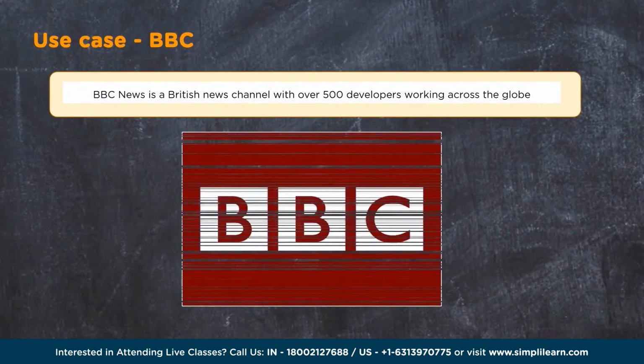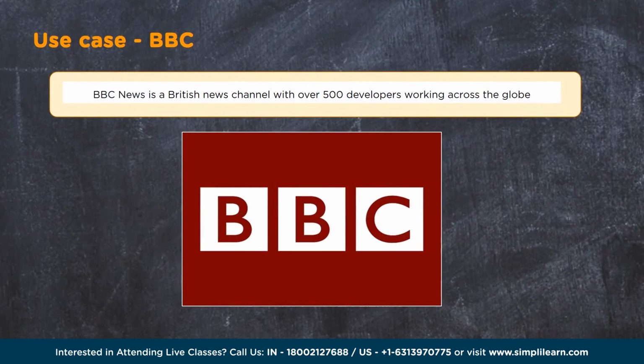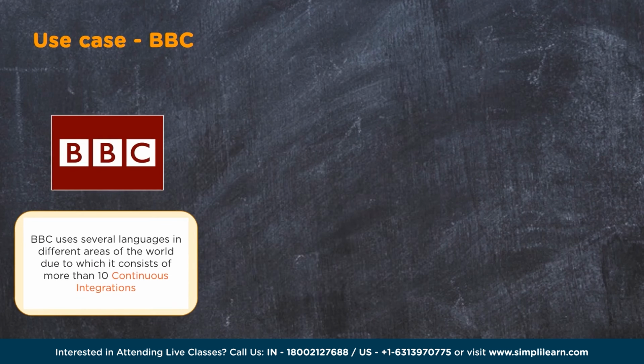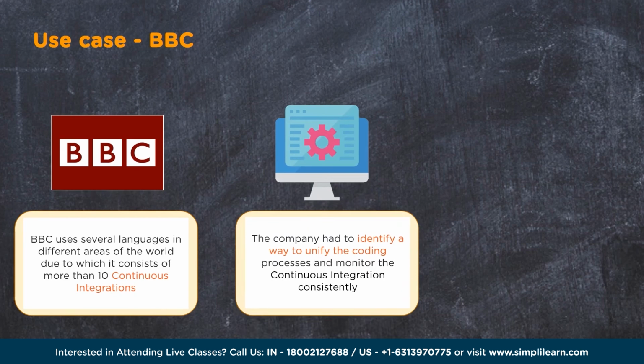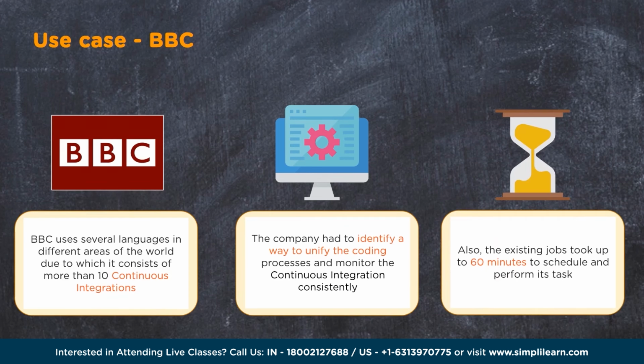BBC News is a British news channel with over 500 developers working across the globe. BBC News delivers broadcasts in almost 30 different languages and with over 80,000 daily news items in English alone. The news channel ran more than 26,000 jobs with more than 10 continuous integrations with sequential scheduling. The company had issues identifying a way to unify the coding process and monitor the continuous integration consistently. Also, the existing jobs took up to 60 minutes to schedule and perform their task.